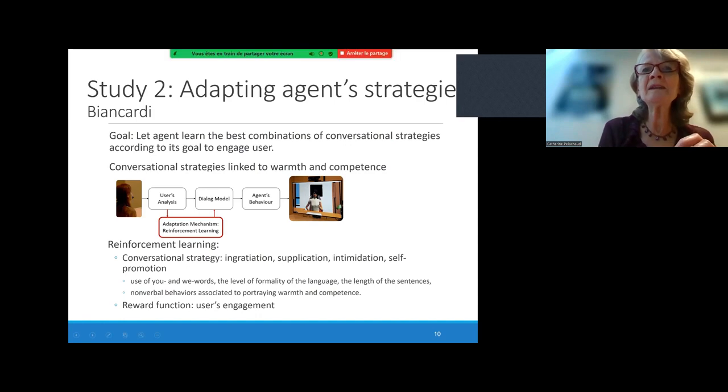So here you can see really that it's conversational strategies. Well, the one before was associating the better-fit nonverbal behaviors.